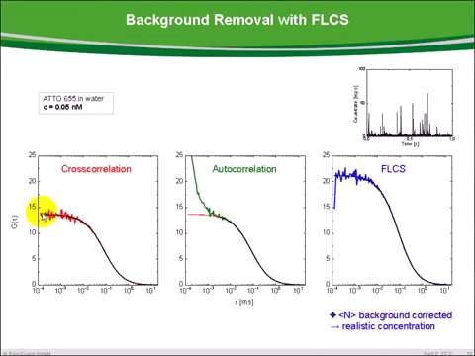FLCS removes the afterpulsing by using only one detector. In addition, the amplitude of the correlation curve is also corrected by removing background events. This leads to a quantitative concentration determination.